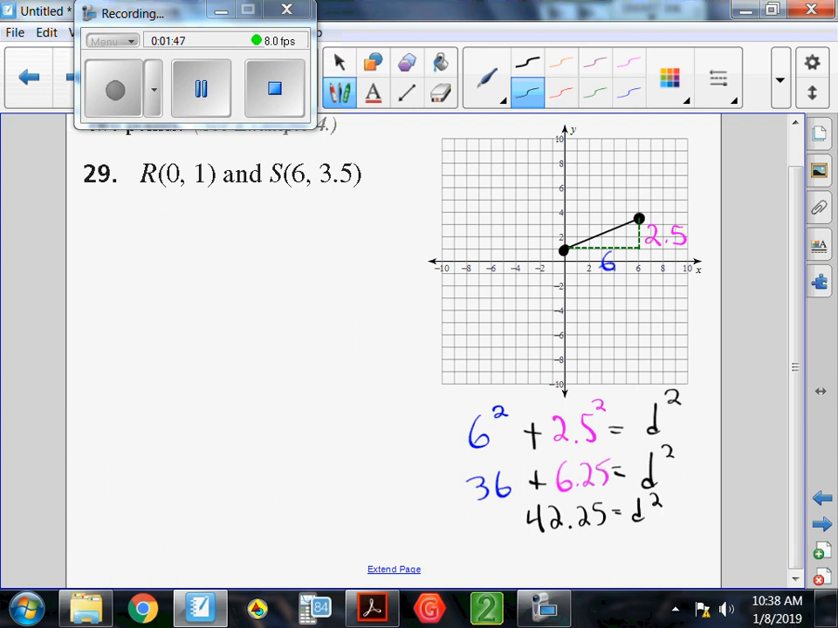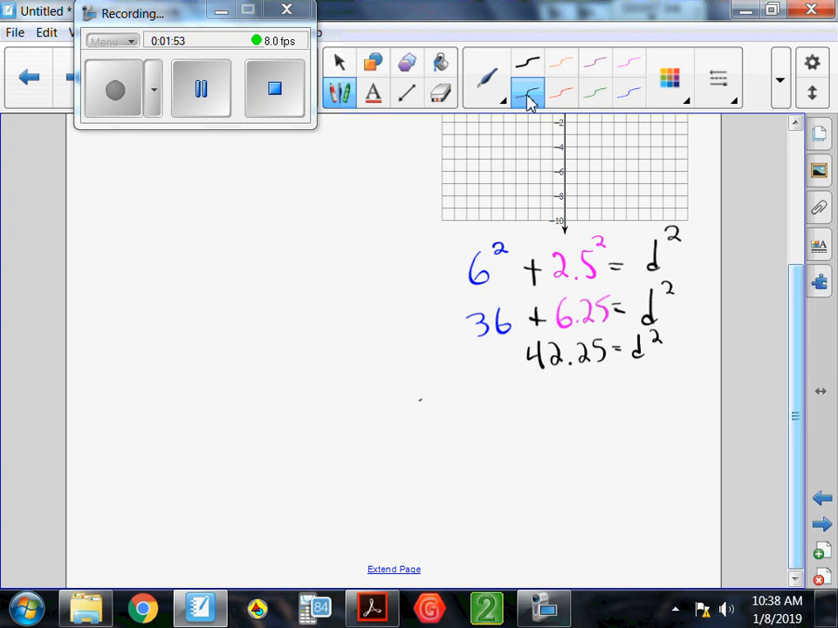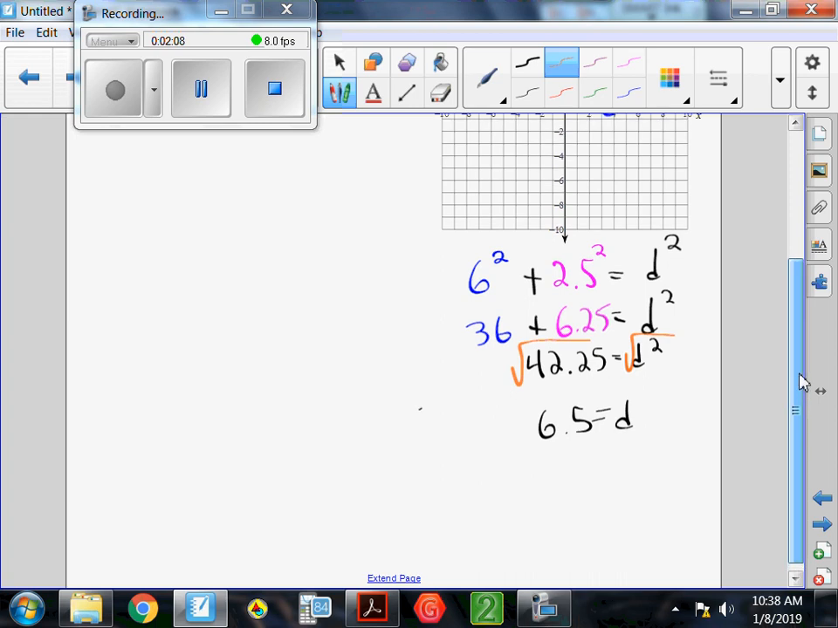If I take the square root of 42.25, I do get a nice decimal answer. My distance is going to equal 6.5. And that's after I took the square root on both sides. The square root of d squared is d. The square root of 42.25 is 6.5. And that's an exact value.